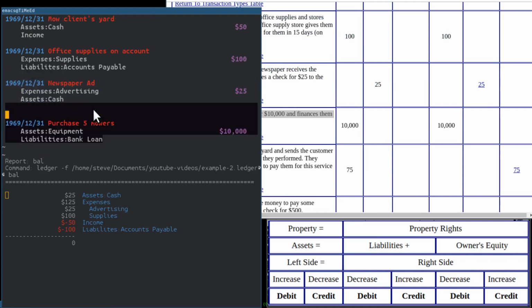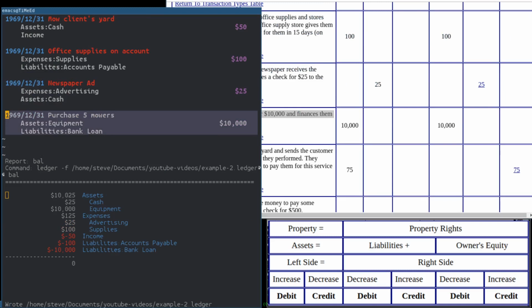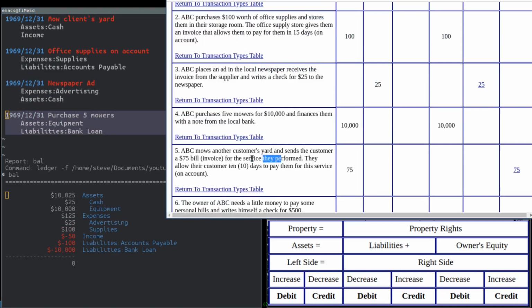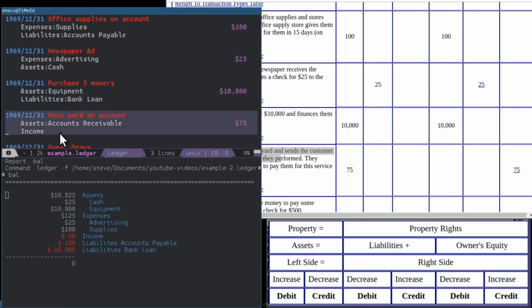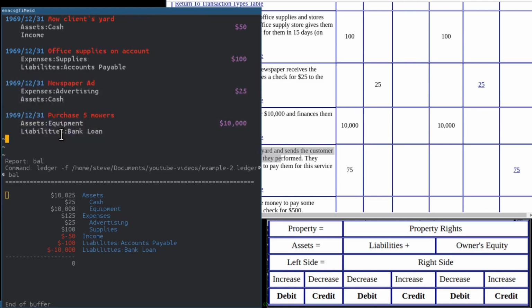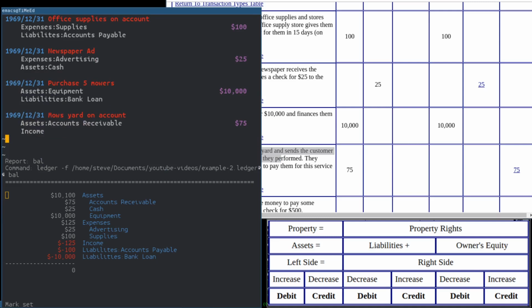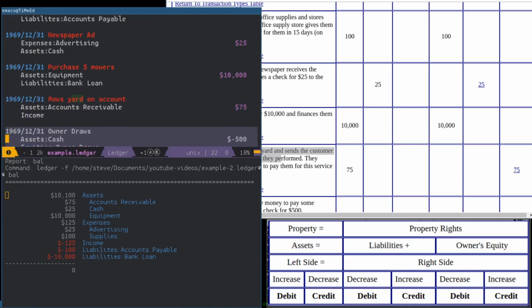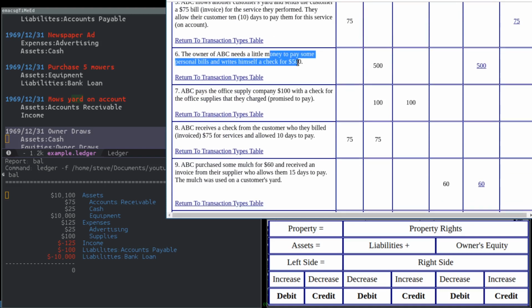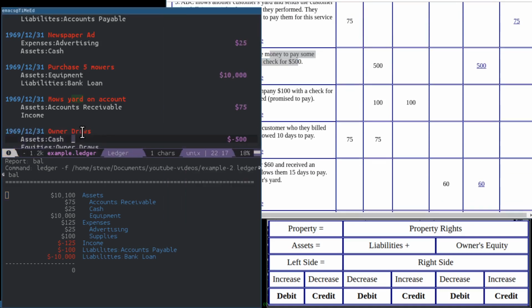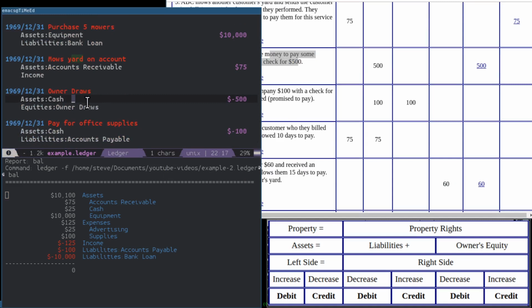Purchase 5 mowers on a loan from the bank. Liability goes down, as stated, and the assets go up. Mow a lawn, $75 in accounts receivable. Income is negative, as determined already, so accounts receivable goes up. Owner draws. Cash is king, cash goes down. So owner draws must go up.